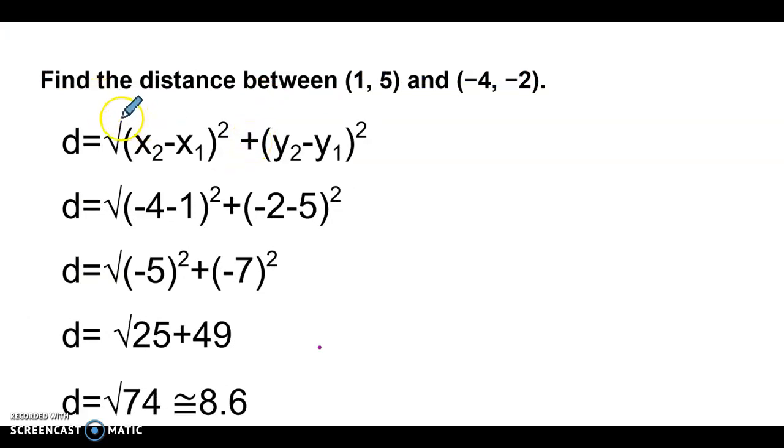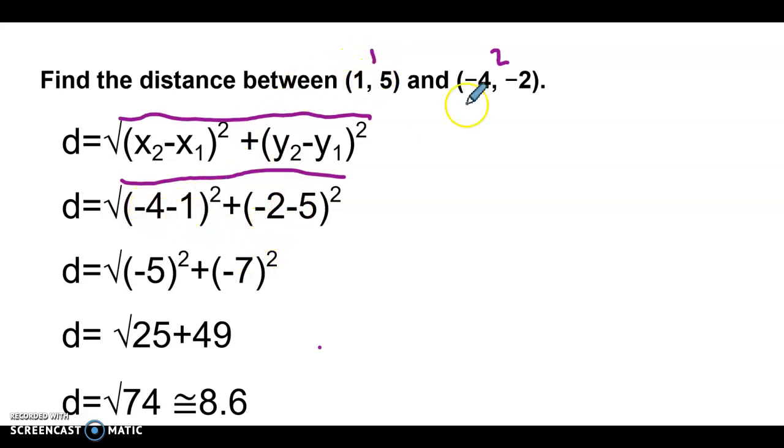This is just exactly the formula that was on the page before, right? I'm just going to go ahead and stretch this out over there to make it easy. And like I said, it doesn't matter which one I do as 2 or which one I do as 1, as long as I keep them in the same order. So for this problem, I went ahead and called this point the point 2 and this point the point 1. So you can see I plugged in x2 minus x1 and y2 here minus y1 right here.